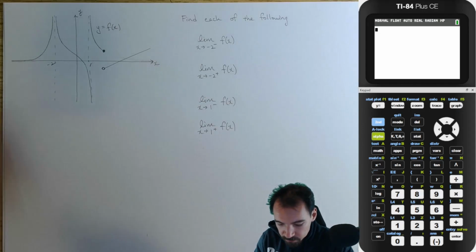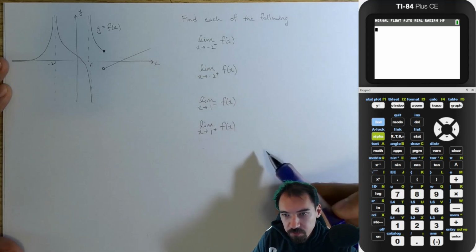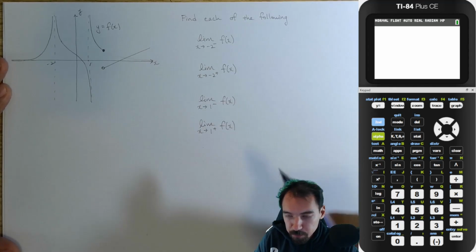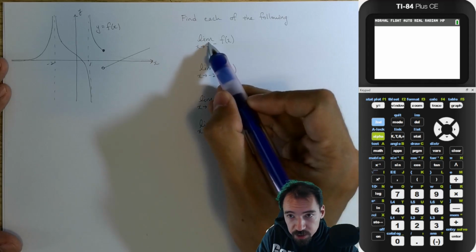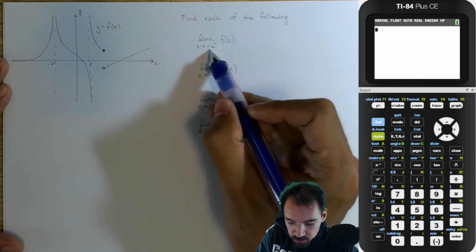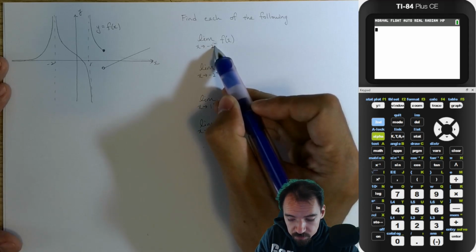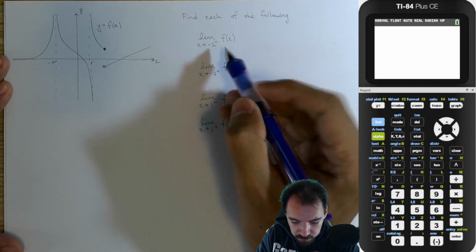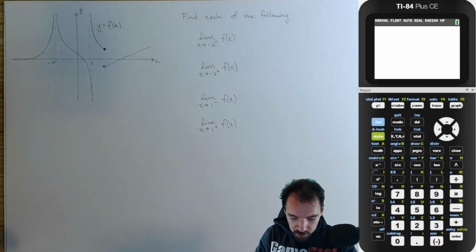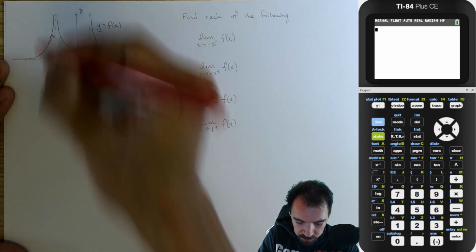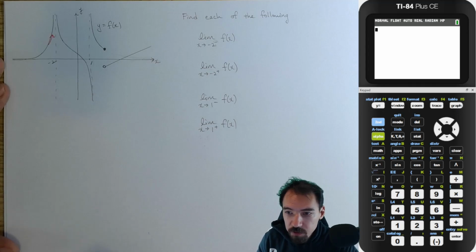We've got a graph, and we are trying to find these one-sided limits. Okay, so I want to take the limit of f of x as x approaches -2. This negative means from the left, so I'm going to be a little bit less than -2. So I'm coming in from the left, and I notice something. Oh, my y values are going to keep getting bigger and bigger and bigger.